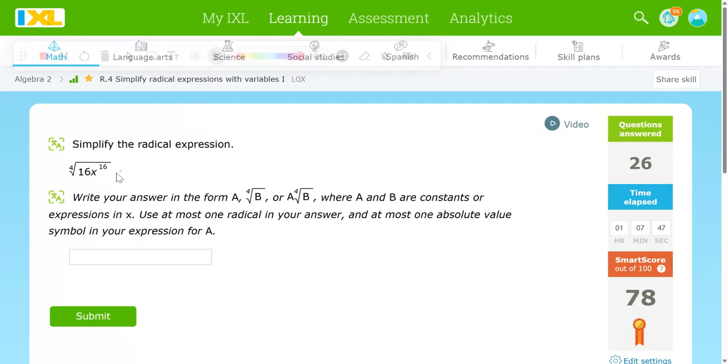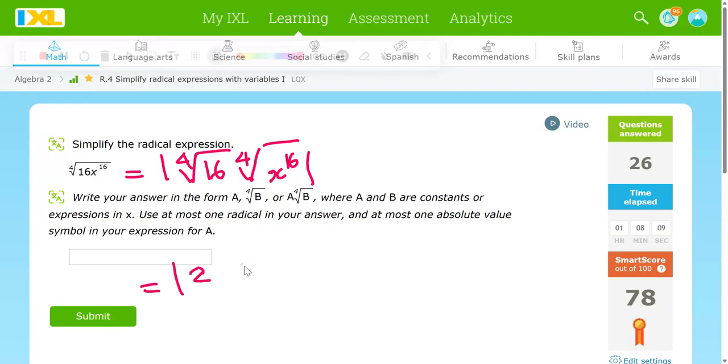Okay, next one, same thing. This is an even root, so the answer should be in absolute value. Fourth root of 16: 16 is 2 to the power of 4, so the first part comes out as 2. The second part is the fourth root of x to the 16, which comes out as x to the power of 16 divided by 4. So I get absolute value of 2 and x to the 4.